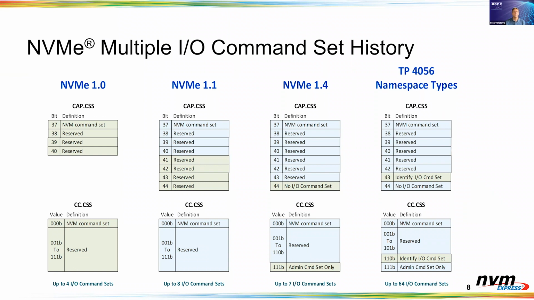It's important to note that while we had the foundation for multiple command sets from the beginning in NVMe, we were missing a lot of the key pieces required to actually implement multiple command sets. In NVMe 2.0, we defined a new mechanism for supporting up to 64 I/O command sets, defined all of the pieces necessary to actually support multiple command sets, and defined two new command sets, the Zoned Namespaces command set and the key value command set. Let's take a look at the new command set mechanism in a bit more detail.